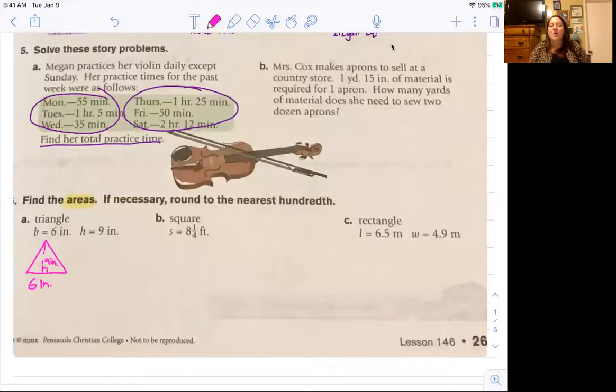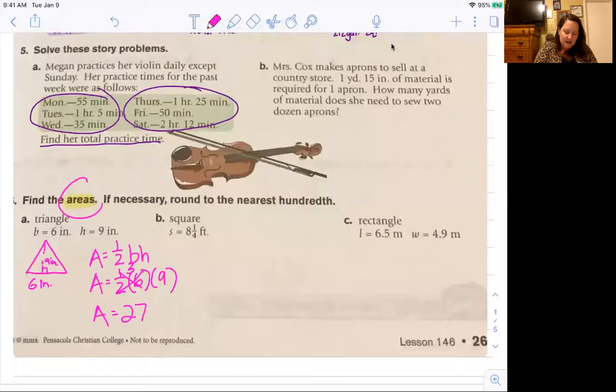Okay, so what is the formula for the area of a triangle? And we're going to do this one because I feel like this one kind of confuses people the most. Area equals 1/2 base times height. Area equals 1/2 times 6 times 9. Which one of those is easiest to take half of, 6 or 9? 6. Half of 6 is 3. So what is 3 times 9? 27. So area equals 27, and we're finding area, so 27 square inches.